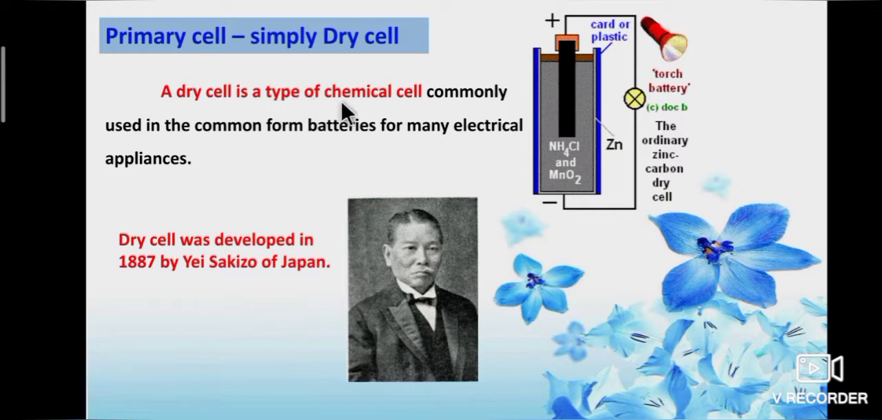Now we are going to study about the dry cell. A dry cell is a type of chemical cell commonly used in the form of batteries for many electrical appliances. Yes, it is a convenient source of electricity available in portable and compact form. The dry cell was developed in 1887 by Yai Sakizo of Japan. Dry cells are normally used in small devices such as a remote control for TV, torch, camera and toys.